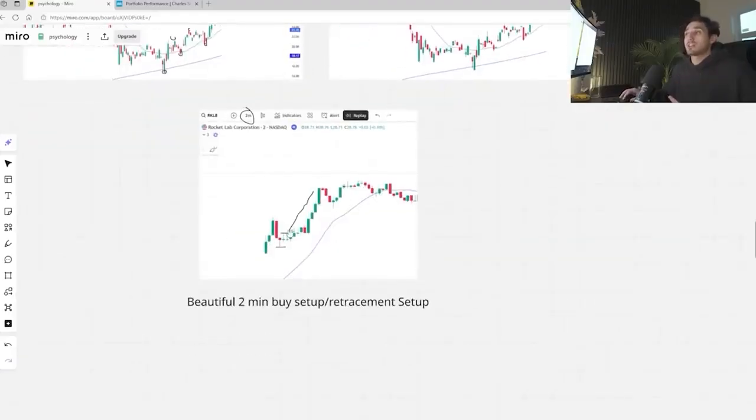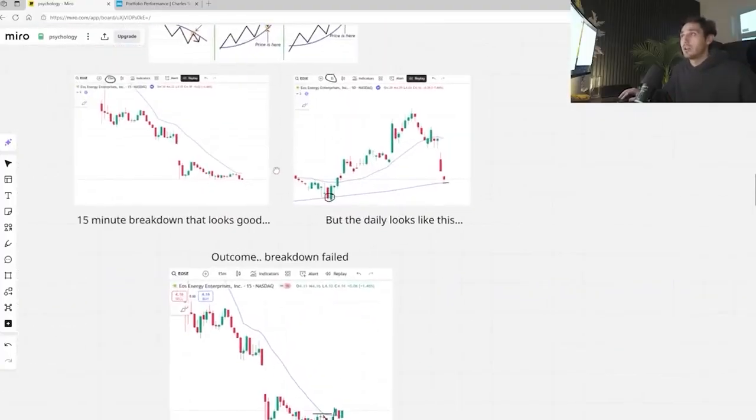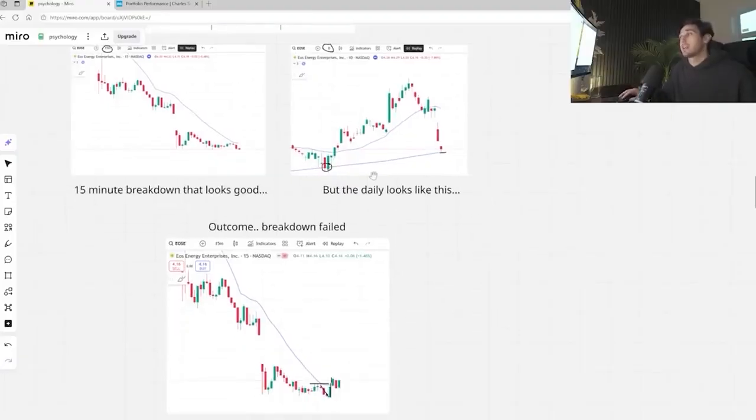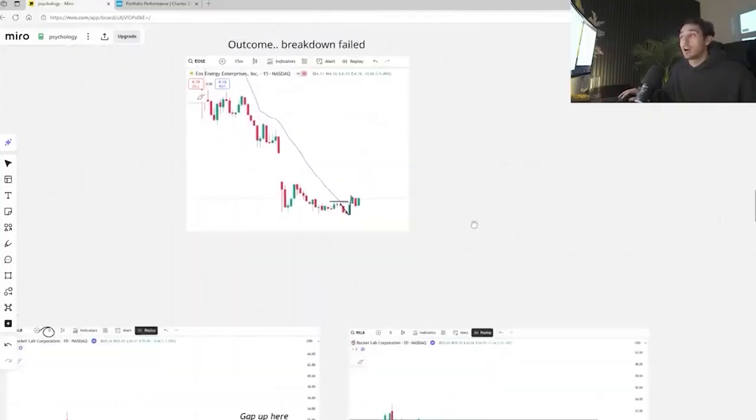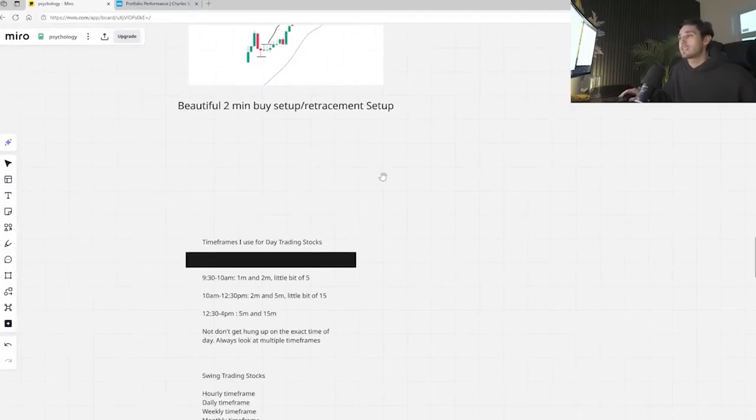Then I went to the smaller time frames to find a potential entry. In this case right here, I found an entry on the intraday time frame. I checked the larger time frame to see if it looked good, to see what the trend was, to see if we had support beneath us, and we ended up having support, and I ended up avoiding this trade, and I avoided losing money on this position because I checked multiple time frames. And this is the system that you want to use.